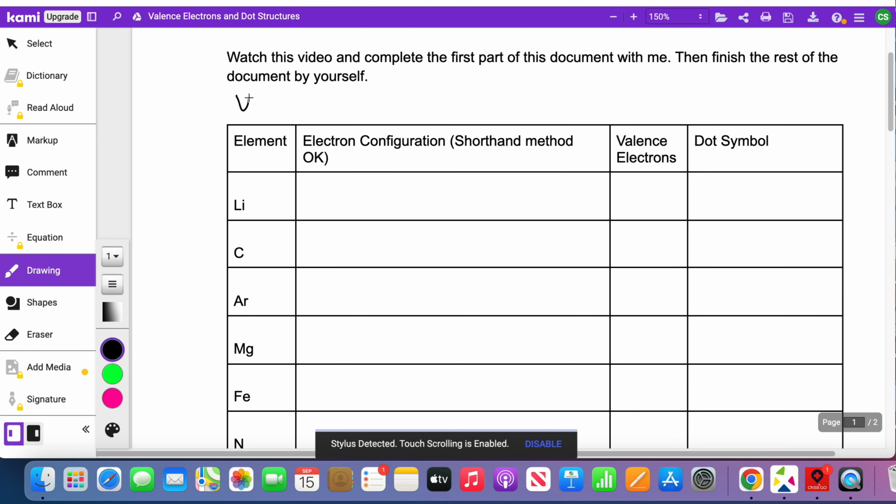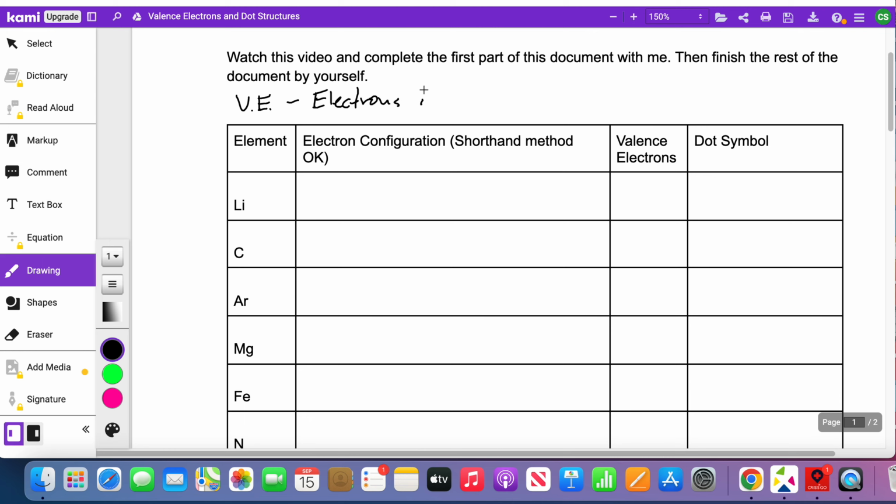All right, so the valence electrons, I'm going to abbreviate that VE. Those are the electrons in the highest, and here's a keyword, numbered energy level. Okay, that's an important thing. All right, so anyway, the first thing that you got to do before you can figure out the valence electrons is to write the electron configuration.